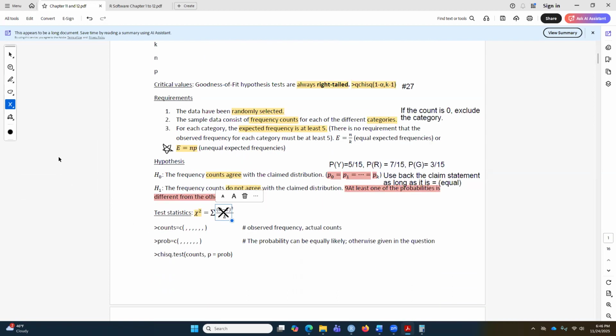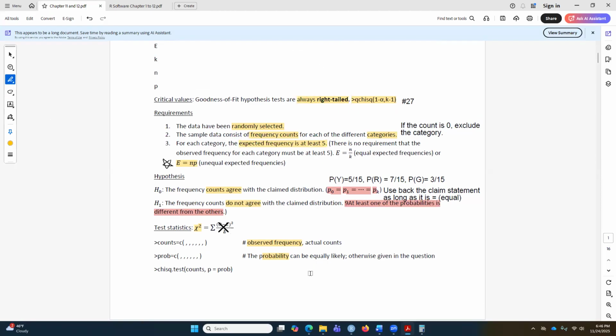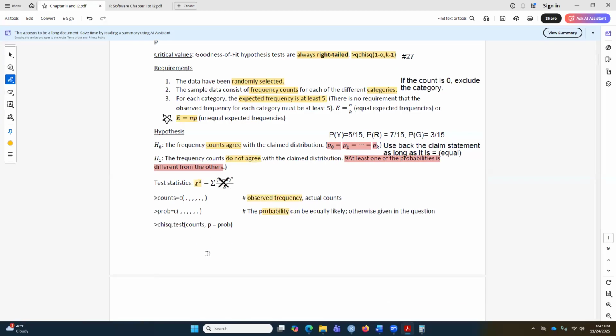Okay. Talking about RStudio, this will be the syntax you use in RStudio. counts equals c, this is where you use your observed frequency. And then prob equals c is where the probabilities go. So again, if the probability is given like this, you have to put in 5 over 15, 7 over 15, 3 over 15. If they are the same, let's say they are 25%, then you put 25%, 25%, 25%, 25%, 4 times. Then you put chisq.test(counts, p = prob). So this is the test statistic we have.